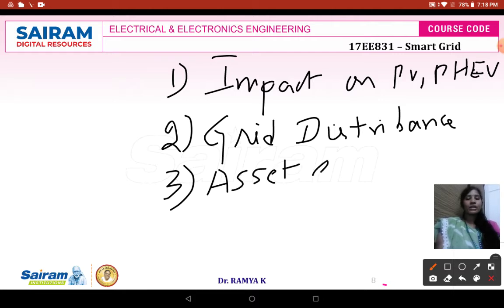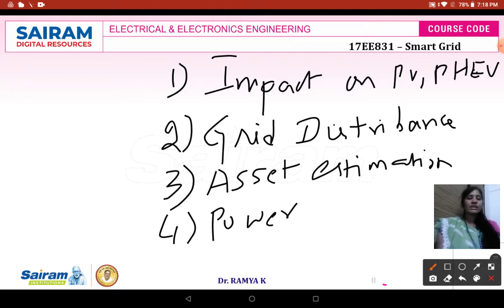Asset estimation. And the other service it could do is your power optimization. So these are all the different services that your smart grid can perform. But before it does all these services, there should be a KPI.